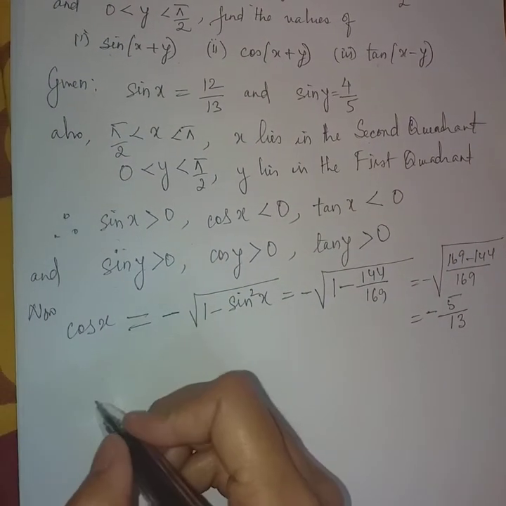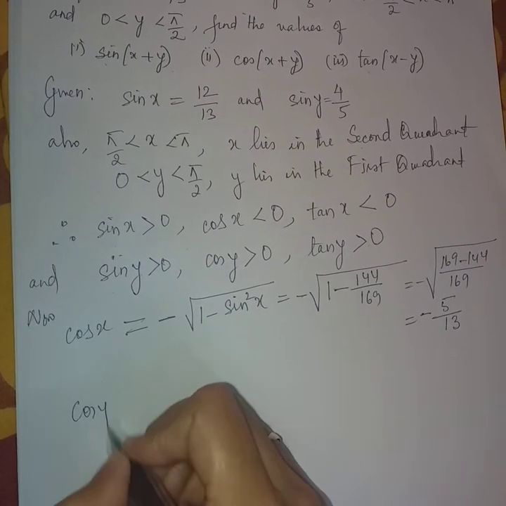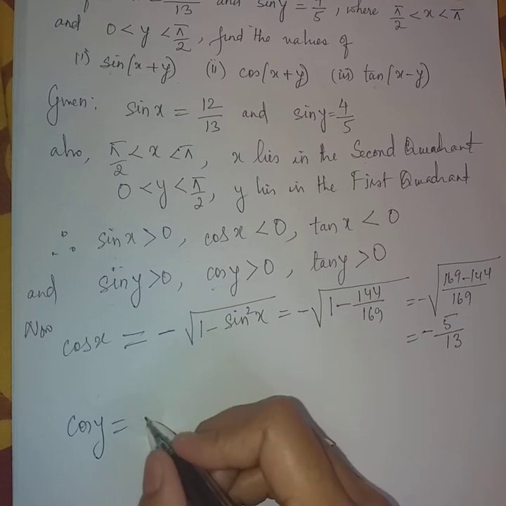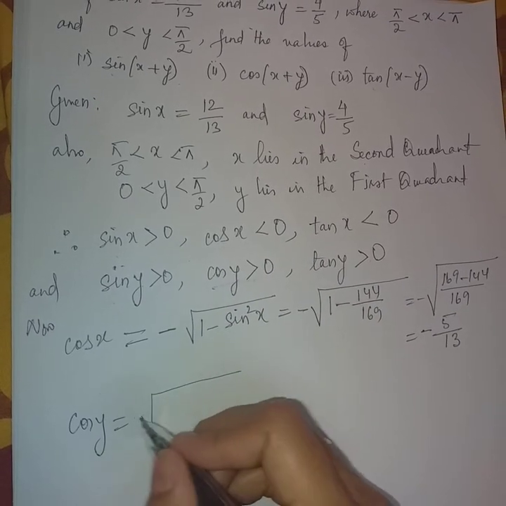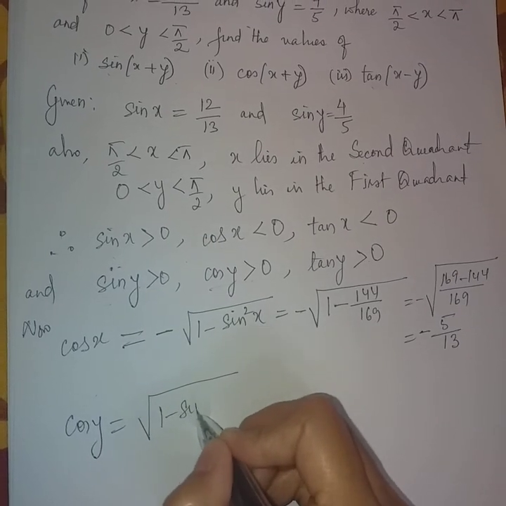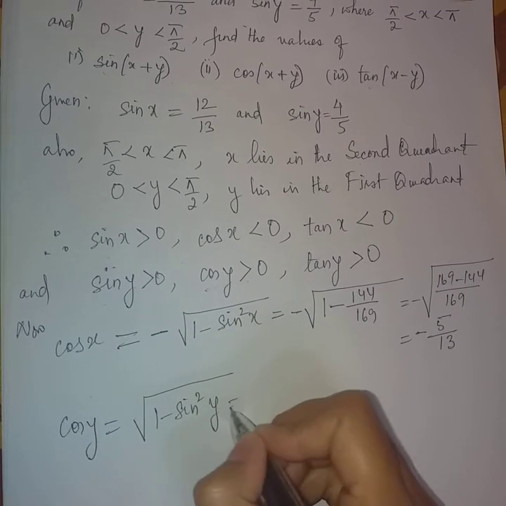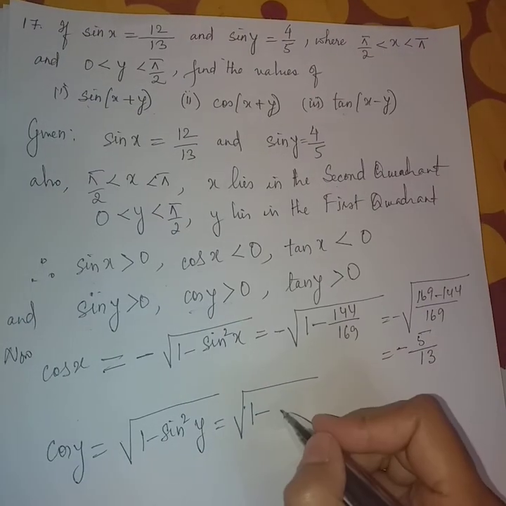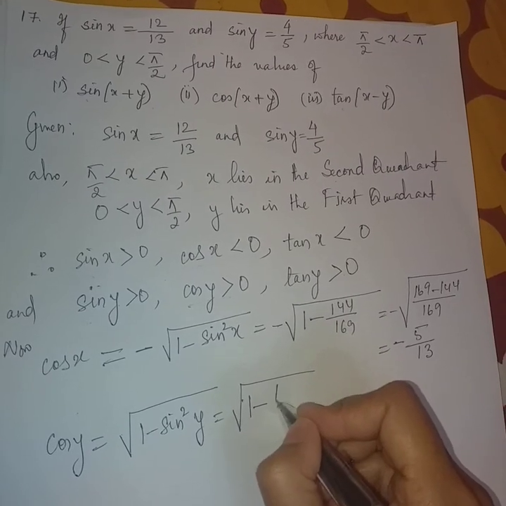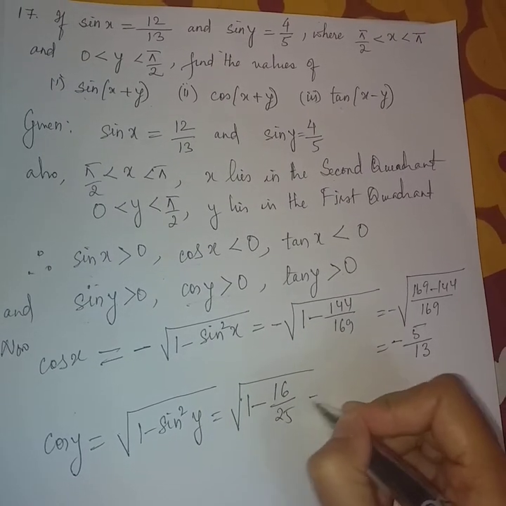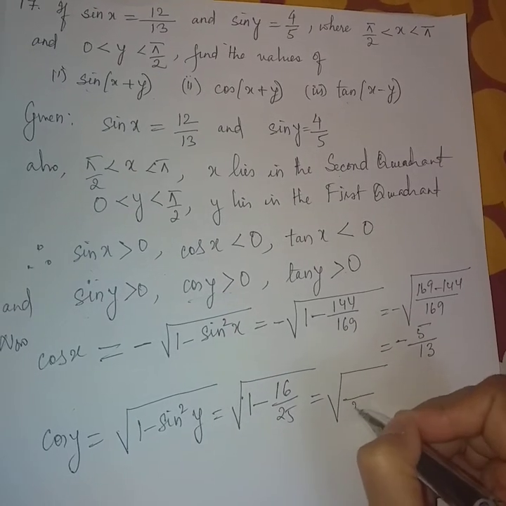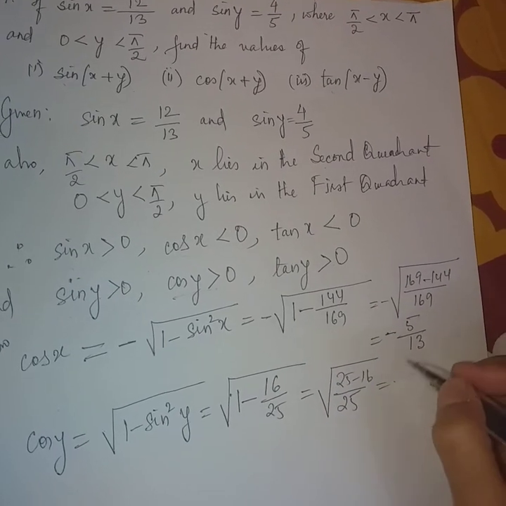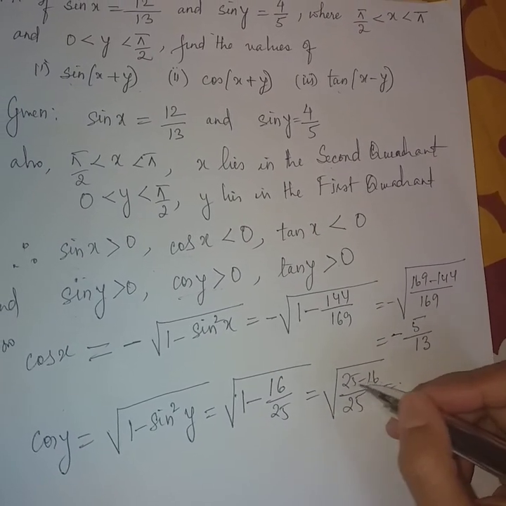And also we have to find cos of y. Cos of y will be positive because y lies in the first quadrant. So we don't have to put a negative sign, it is plus. So the square root of 1 minus sine square y. So 1 minus the square of 4 by 5. When we square it, it will become 16 by 25. So after taking the LCM, it will be 25 minus 16, and 25 minus 16 is 9.